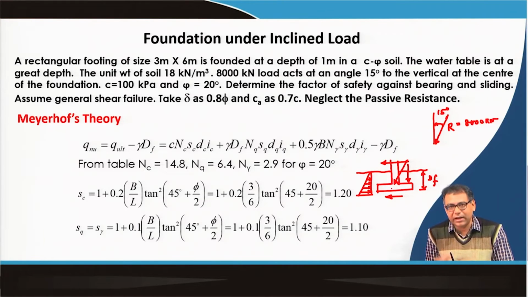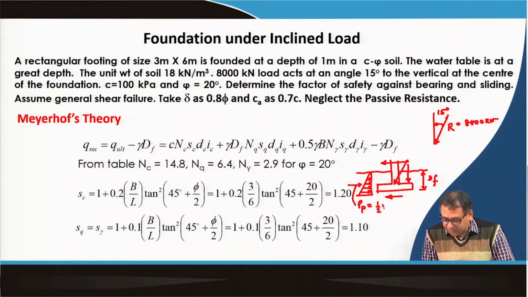So, that is why you can neglect the passive resistance, but if you want to accurately determine the factor of safety, then you have to consider it. Here the passive resistance is not considered. Passive resistance means the Rankine passive force. How to calculate it? P_p will be half gamma D_f square into K_p, where K_p is equal to (1 plus sin phi) divided by (1 minus sin phi).